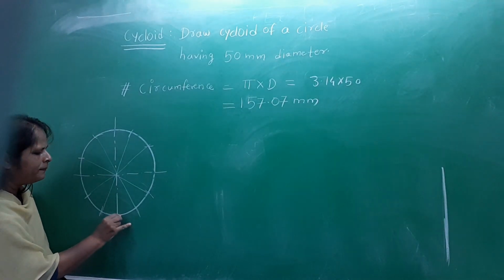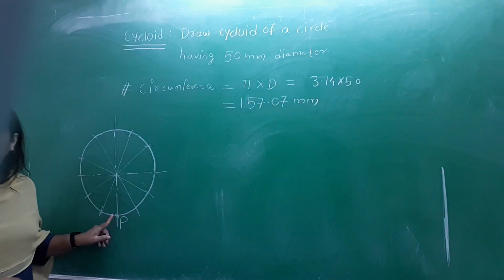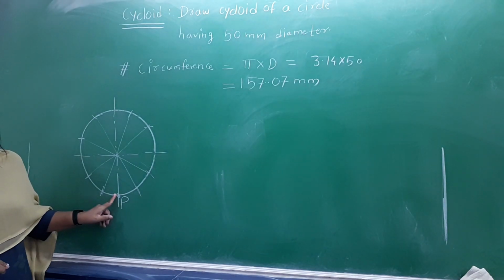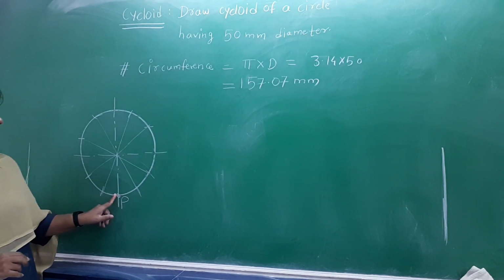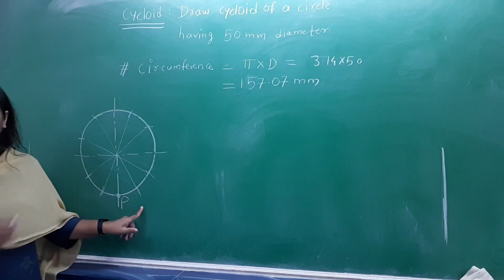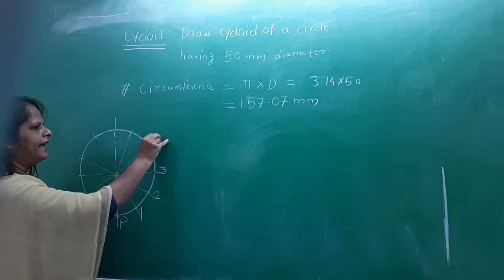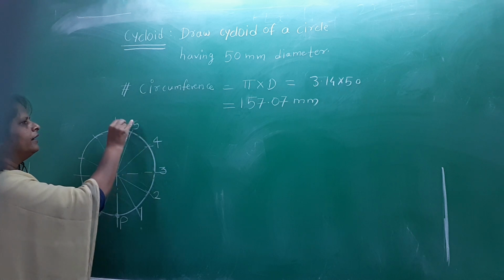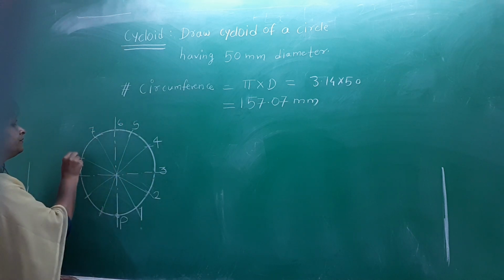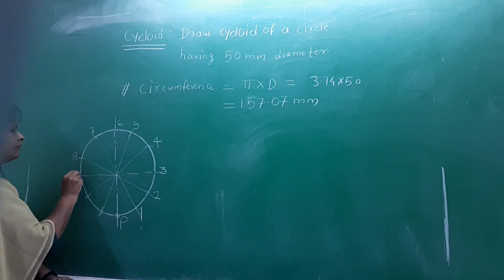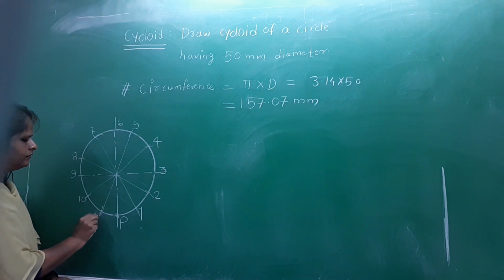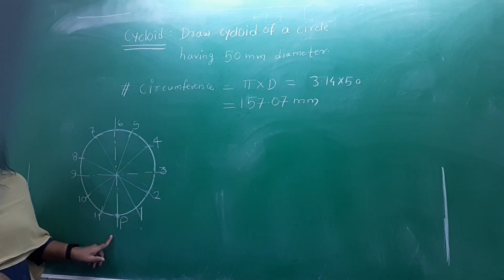This is point P. Point P, we have to trace the path of point P. Now, we will mark these points as 1, 2. Likewise, we will give names to the points, up to 11.